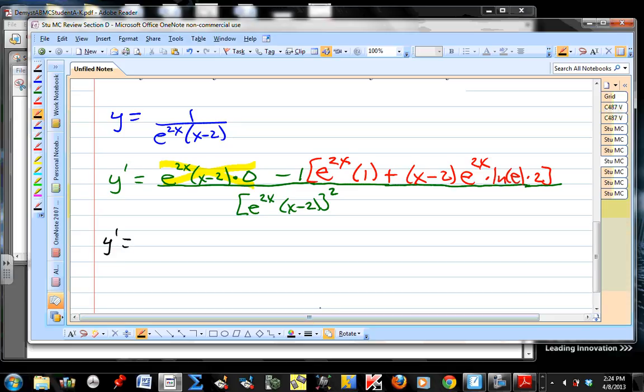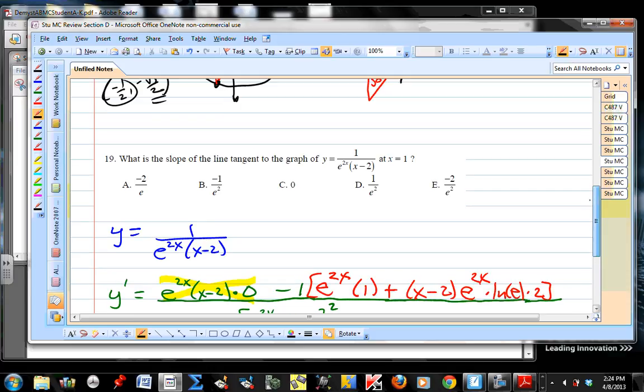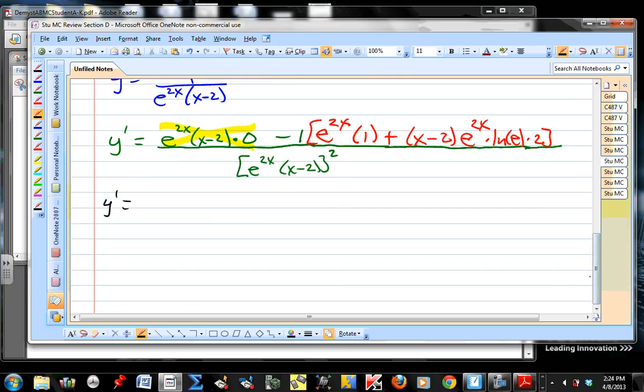Oh man, I just realized this is going to be nice. Way back in the beginning, they said evaluate it when x is 1. So now I can be putting in any crazy values here. X is 1. Let's evaluate this when x is 1. So we have negative 1 times the quantity, e to the 2 times 1 power, e squared, times 1. So right here, e to the 2 times 1 times 1. Plus 1 minus 2, which is negative 1, times e to the 2 times 1, e squared, times ln of e, we all know that's 1, times 2.